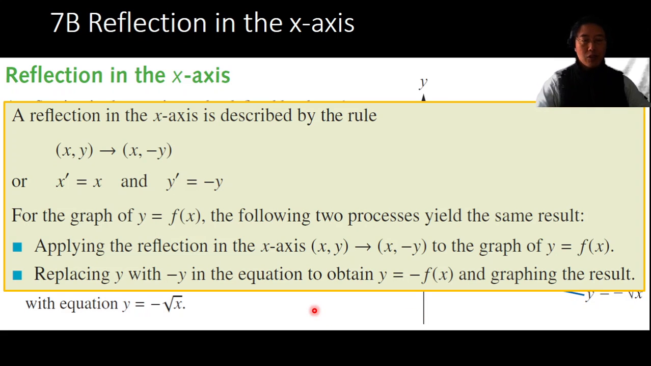Here again is the summary. As you change your y into a negative y, your function becomes negative f of x. But again, you need to be familiar with the mapping here and how to rearrange it and substitute into your original function.